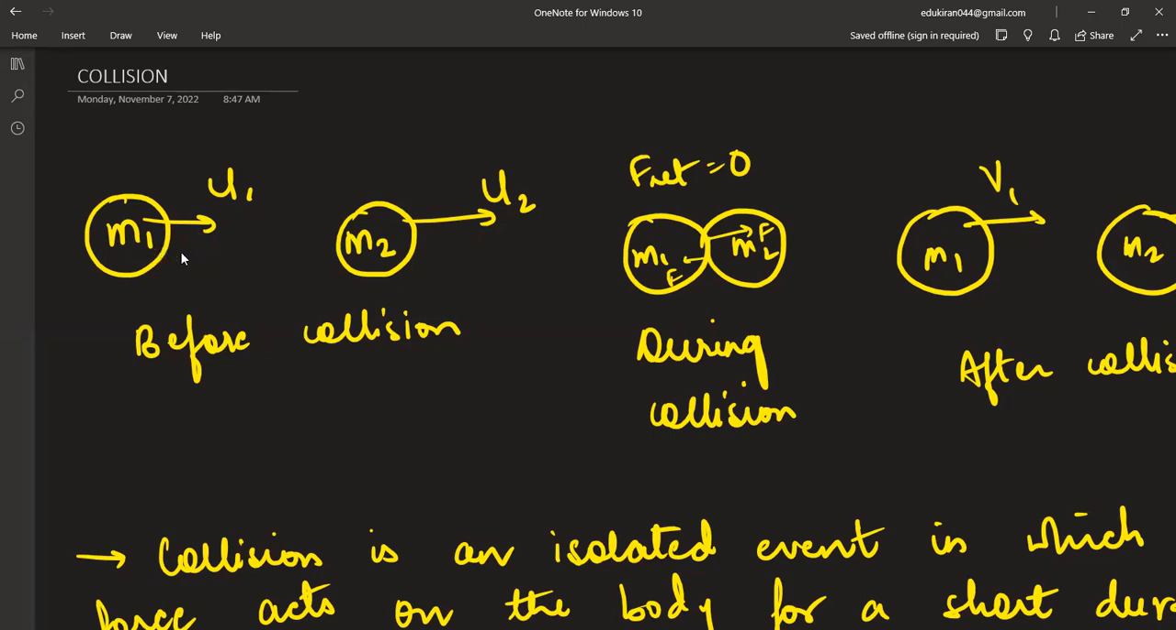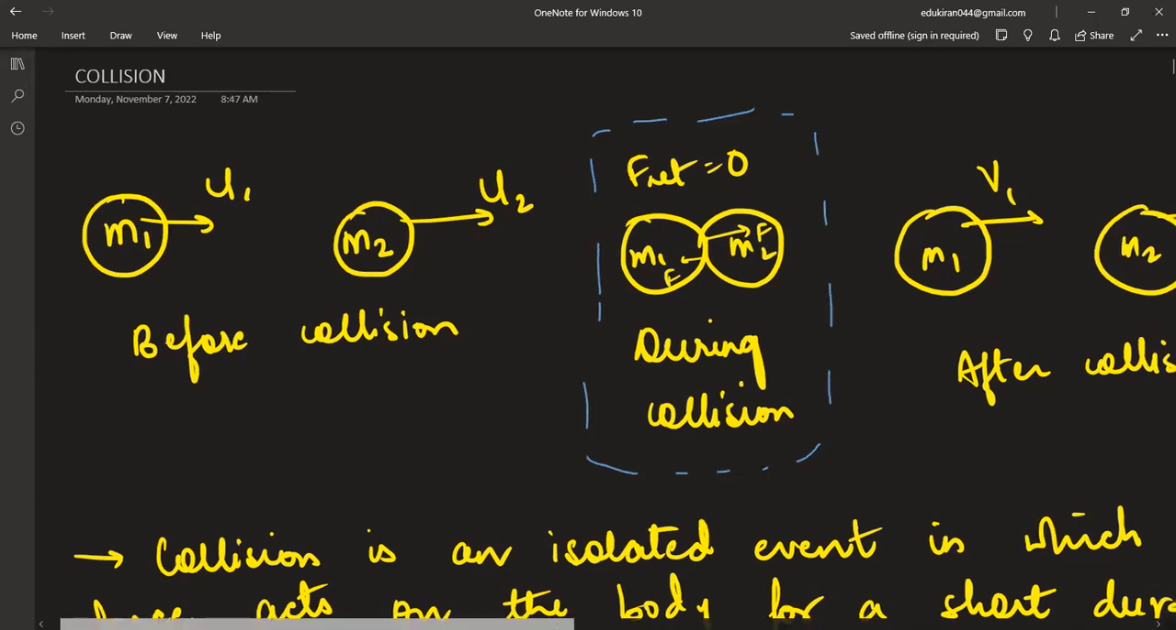Now, this has started moving with a greater speed and has collided with this. See, this is the case where the collision is occurring. During collision, what happens? Both of them will be exerting forces on each other, so net force will be cancelled. F net will be 0 during collision. And then what will happen after collision?